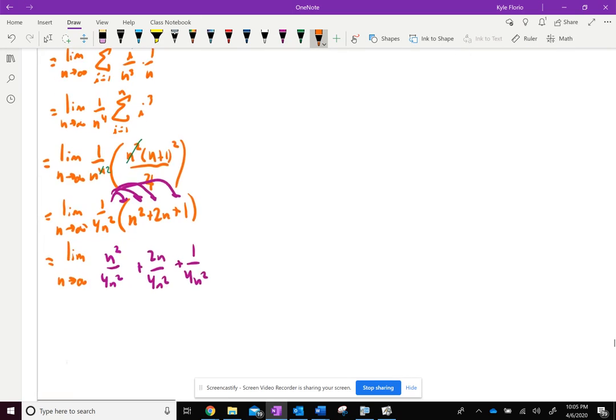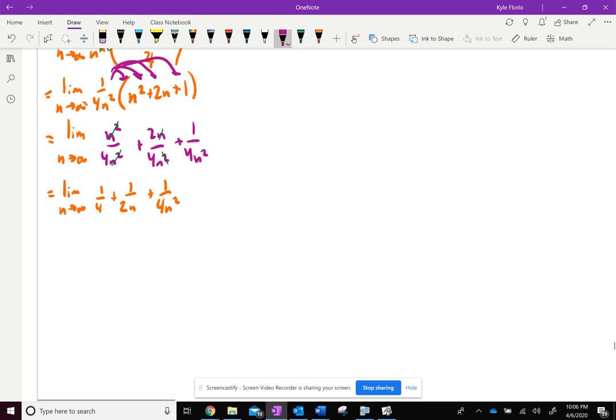Nice little color palette here. What simplifies? The n's are going to cancel out. This n is going to take out one of those n's. And then we get the limit as n approaches infinity of 1/4 plus 2 over 4 is 1/2. 1 over 2n, this n took out one of those n's, there's still an n left over, plus 1 over 4n to the second. And as n goes to infinity, these two things are going to approach 0. And 1/4 is going to stay as 1/4.